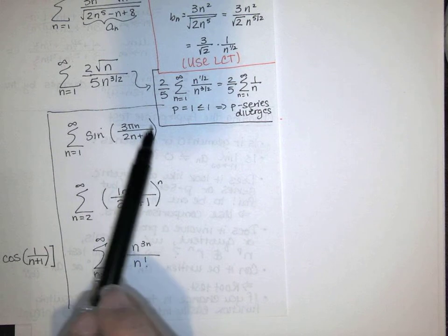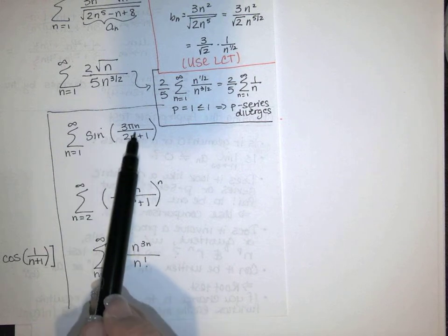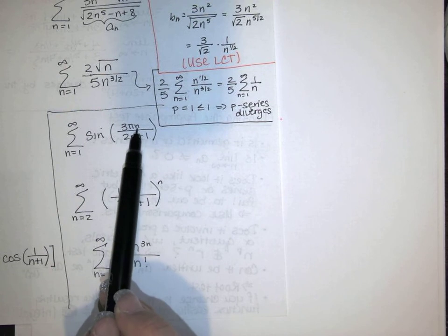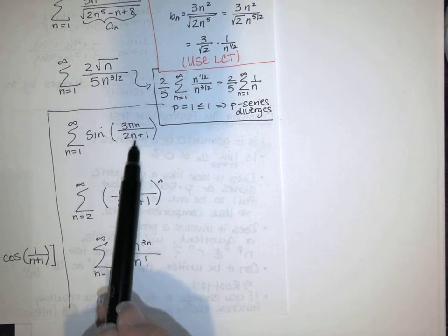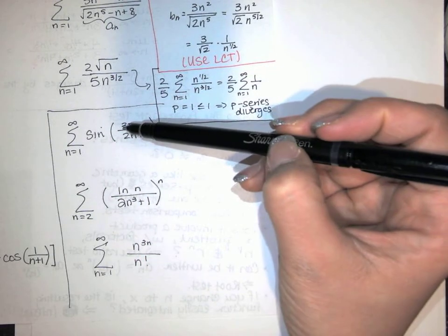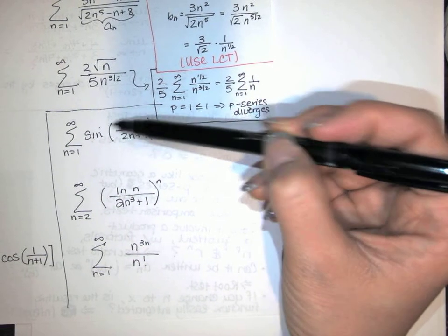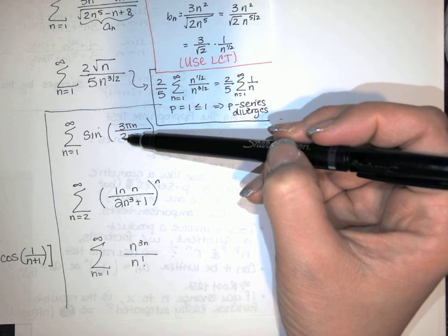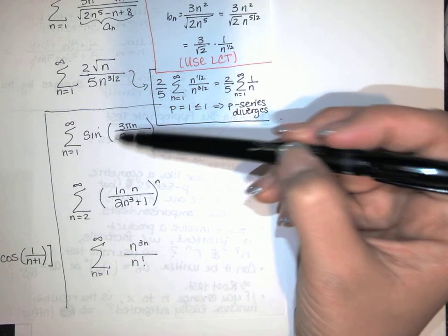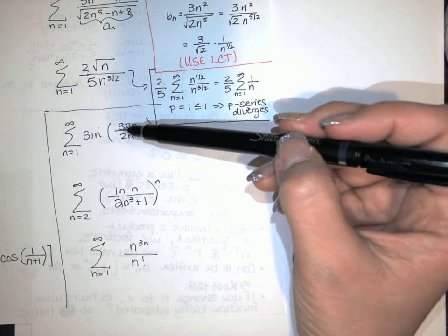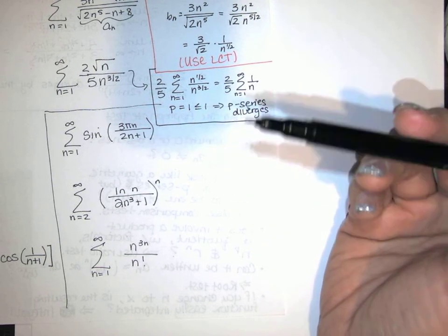As n goes to infinity, well, that's a 3 pi times n, and that's a 2n plus 1. The degree of n in the numerator and denominator is the same. So even though this is an infinity over infinity indeterminate form, I expect to get 3 pi over 2. What's the sine of 3 pi over 2? Well, it's not 0, that's for sure. If you remember your trig, you know that that's -1. So this would diverge by the nth term test for divergence.